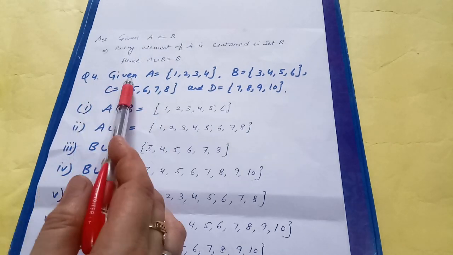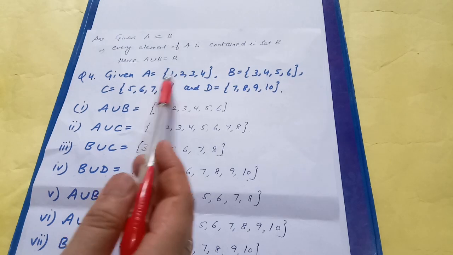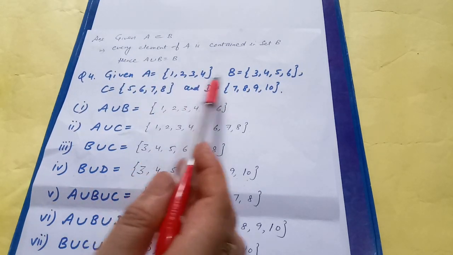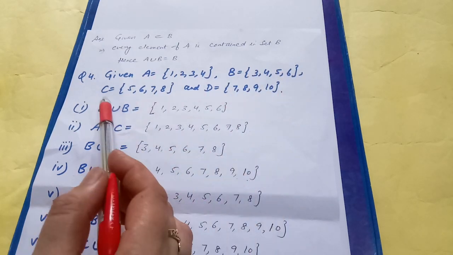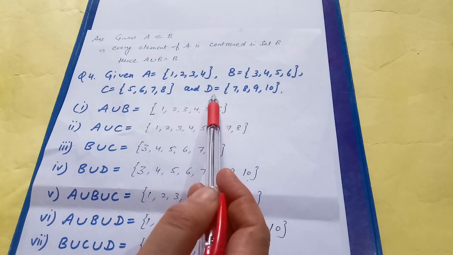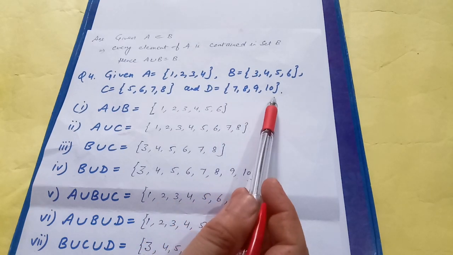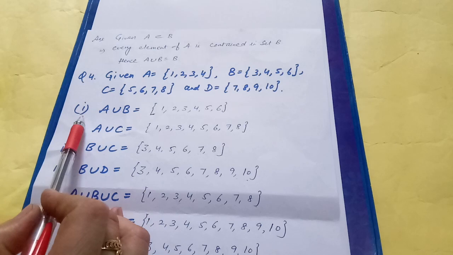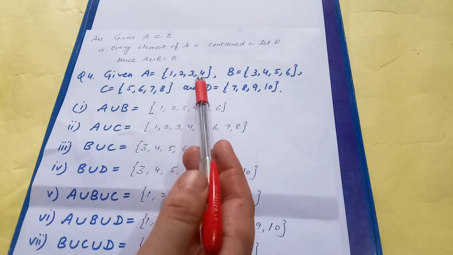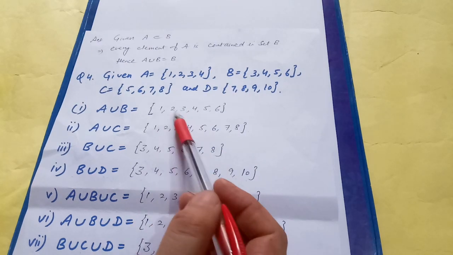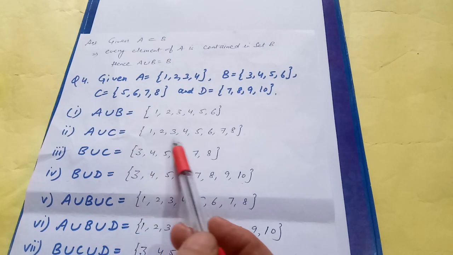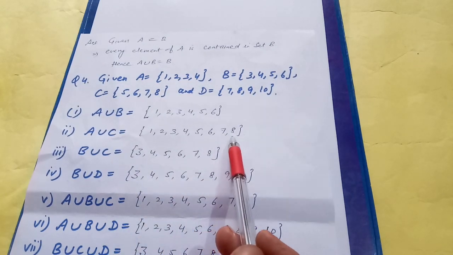In question number 4, given here we have given A, B, C and D 4 sets. So the elements of A set are 1, 2, 3, 4, B set are 3, 4, 5, 6, C that is equal to 5, 6, 7, 8, and the elements of D set are 7, 8, 9, 10. Now he asks find A union B. What is A union B? It contains all the elements of A and B, and that are 1, 2, 3, 4, 5, 6. In second part, A union C, it is 1, 2, 3, 4, 5, 6, 7, 8.